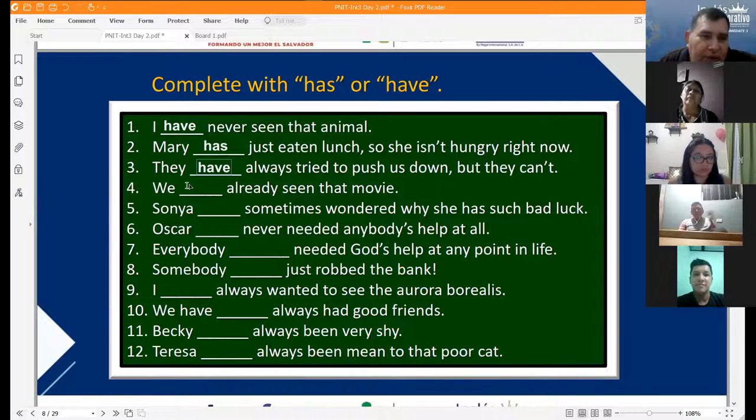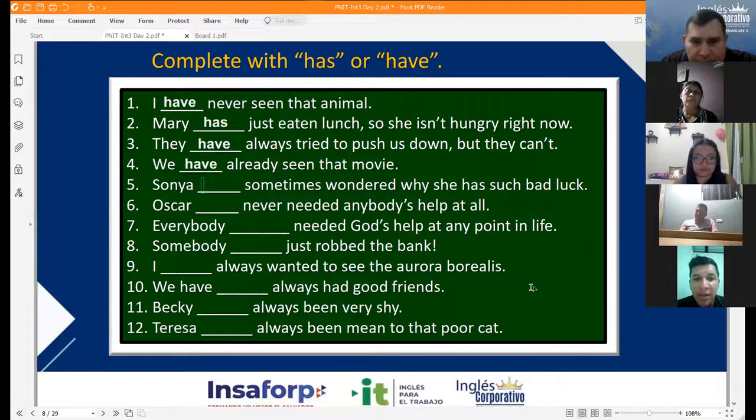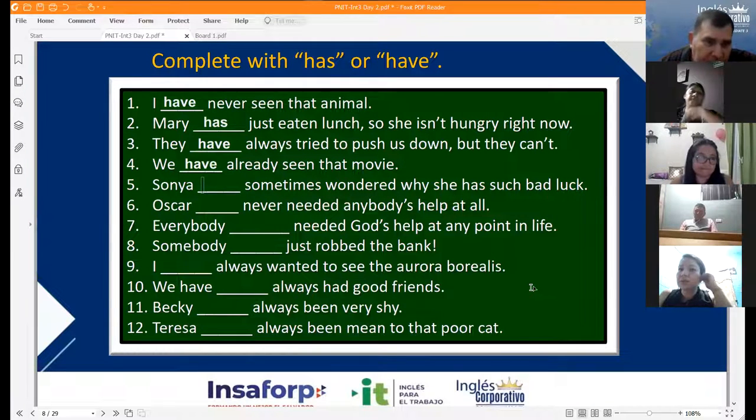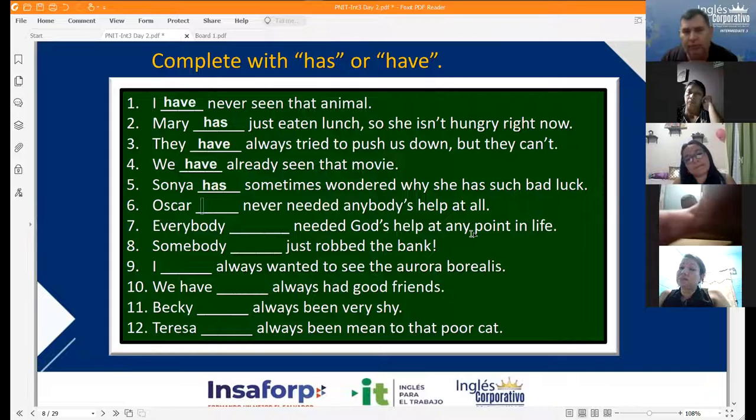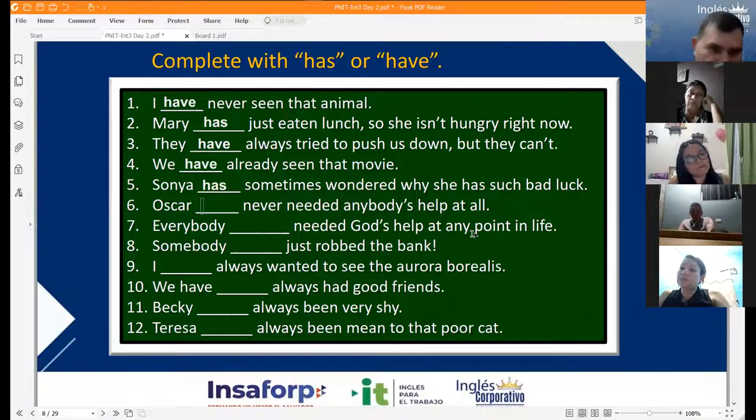So let's see, number four. What do we have for four? We have already seen that movie. Yeah, we have already seen that movie. Excellent. What about number five? Sonia has sometimes wondered why she has such bad luck. Okay. Yeah. What do we have for six? Oscar has never needed. Exactly.